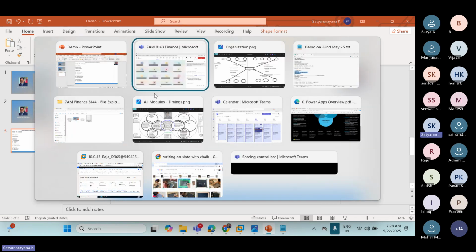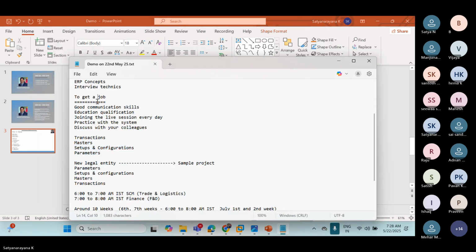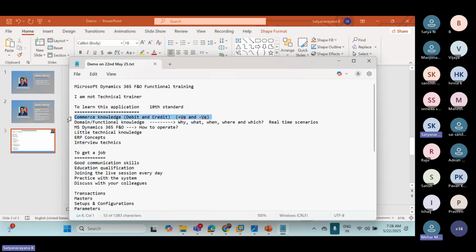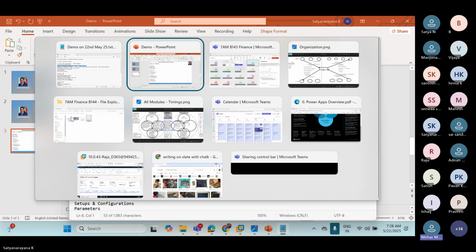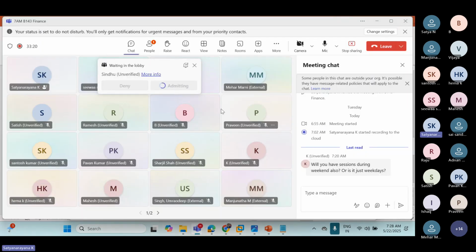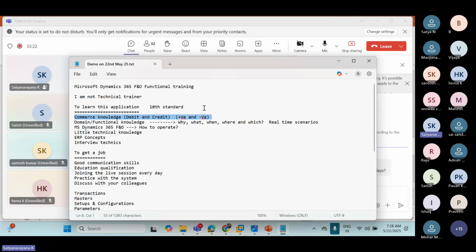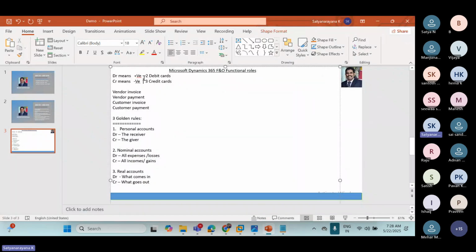And as I told you, I'm going to teach you commerce knowledge. But I cannot make you an accountant. If you want to become an accountant, you need intermediate CEC, a BCom degree, and then an MBA in commerce or whatever it is. But if you want to become a finance functional consultant, knowing this debit and credit is more than enough.